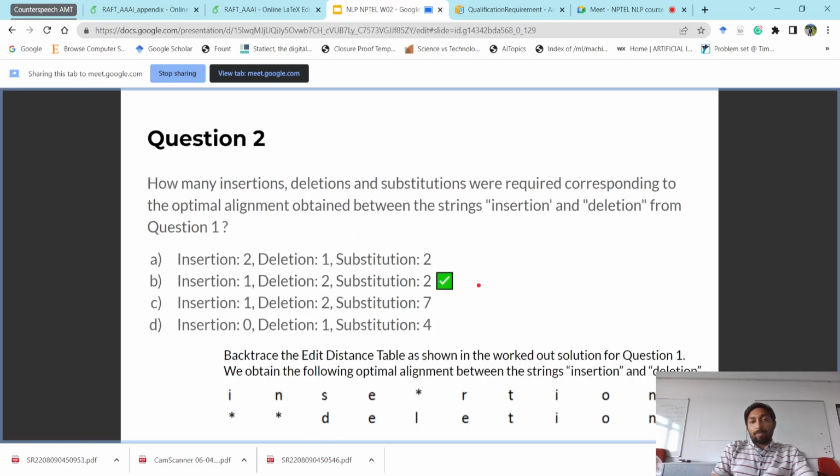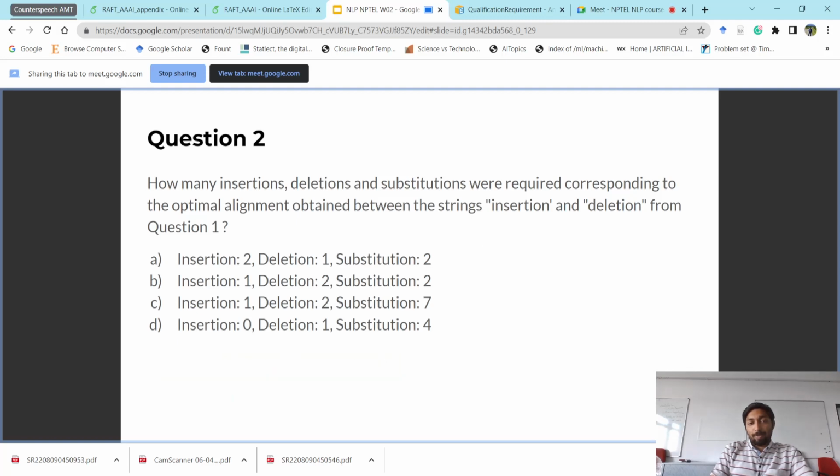Okay, I hope this is clear. Any questions or doubts you may ask? So, doubt. Yes. So, how do we know when deletion is occurring through that table?